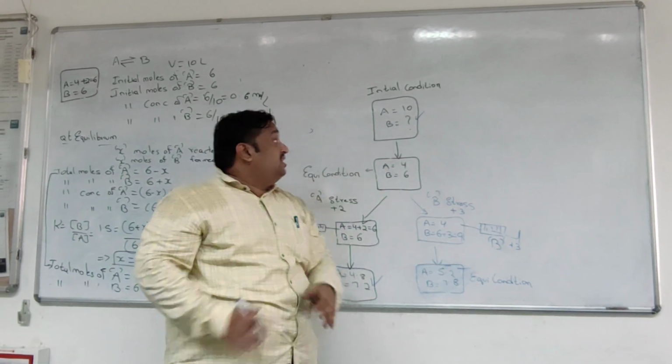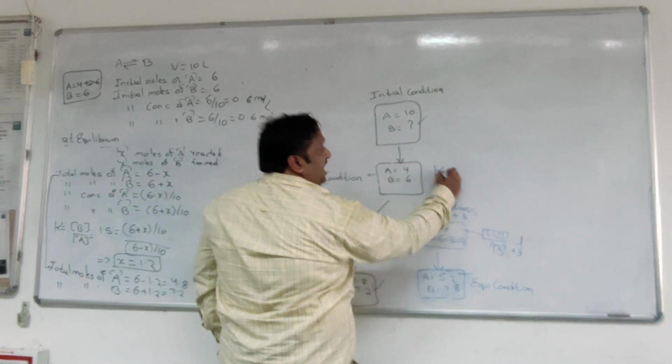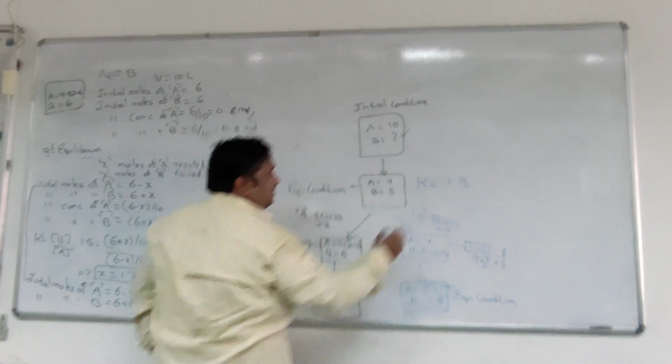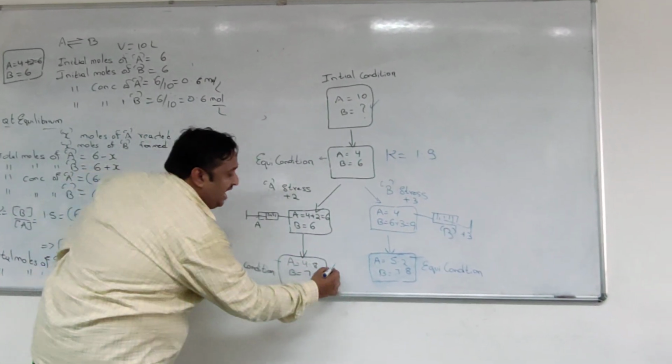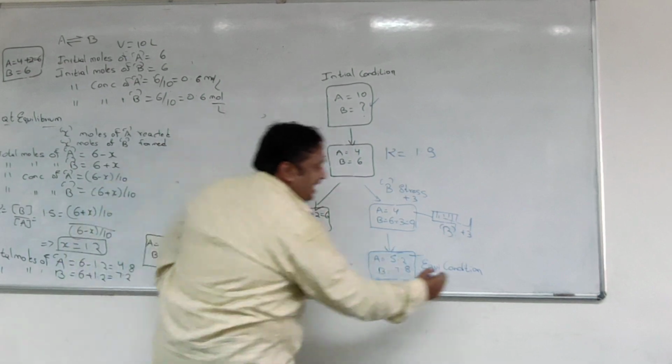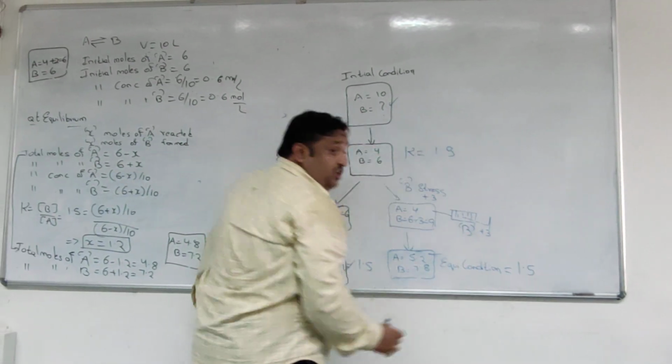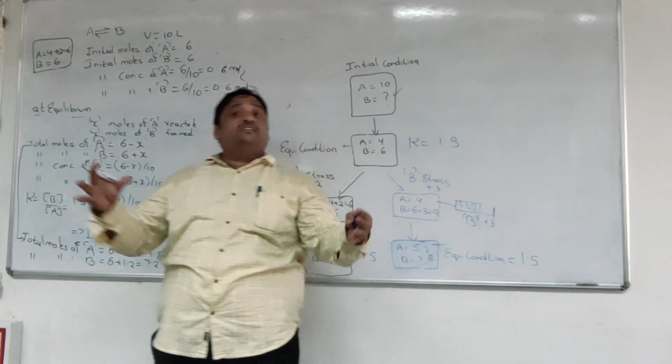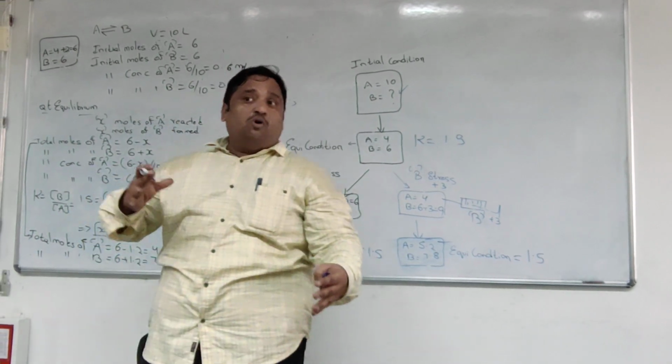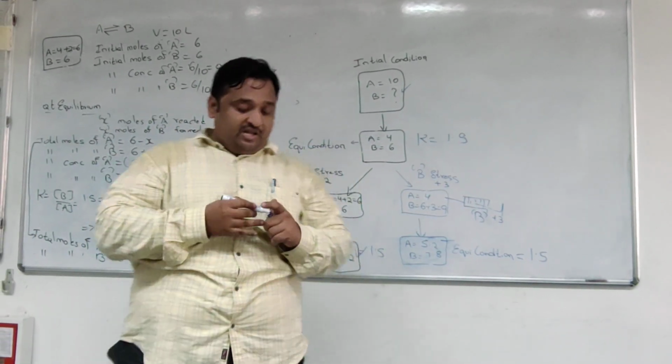In all the cases, if I calculate K here, it is 1.5. If I calculate K here, it is 1.5. If I calculate K here, it is 1.5. So the system will drive things towards the 1.5 equilibrium constant.